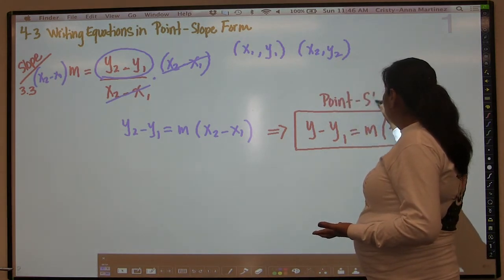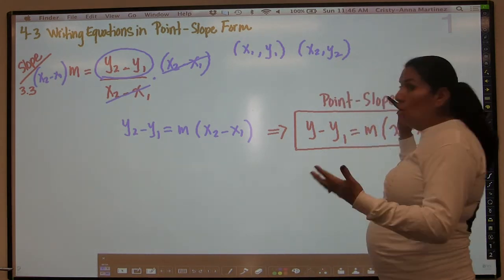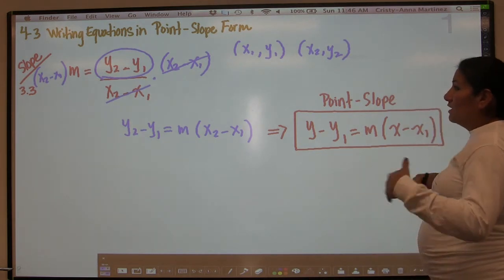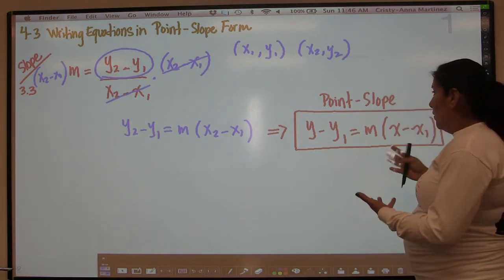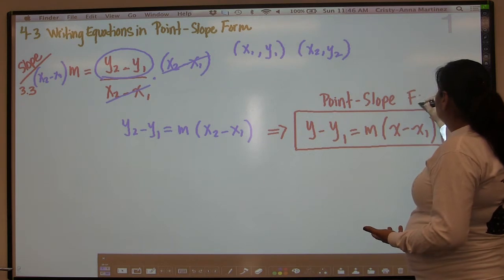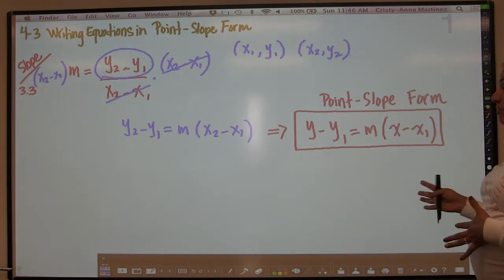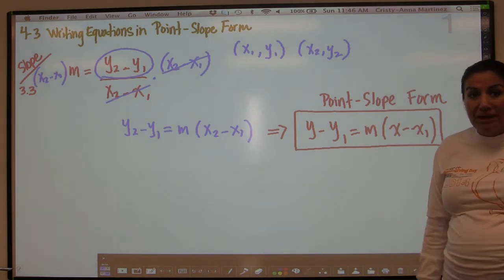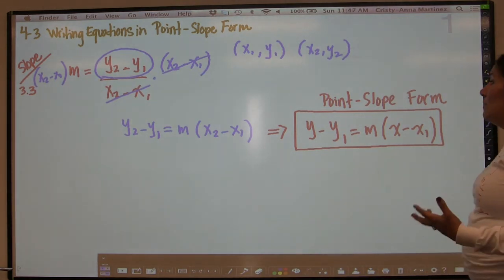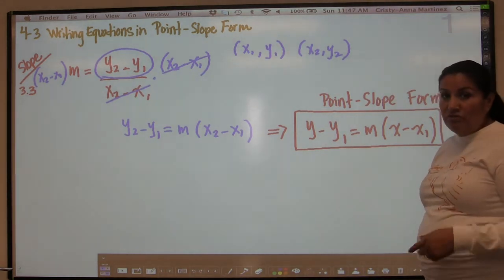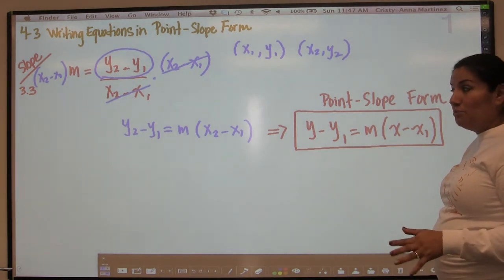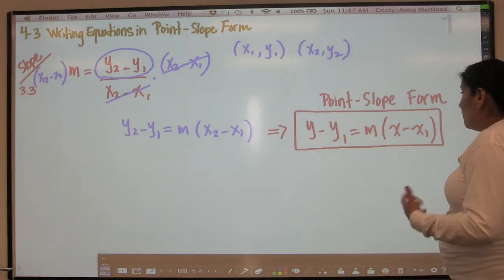This is why to me it makes more sense to teach the slope formula, and then the next progression is naturally the point-slope formula. And then from the point-slope formula, you can actually get the slope-intercept formula. Now, if you remember, the slope-intercept formula was from 4.2. That's y equals mx plus b. And the way we do that is very simple.